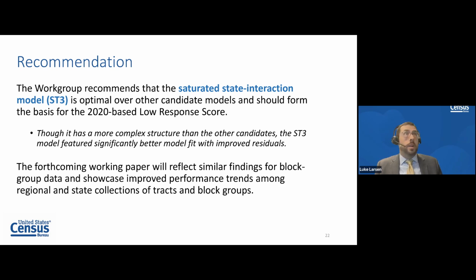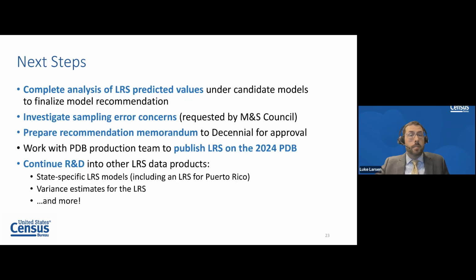So our recommendation is for the saturated state interaction model to become the basis for the 2020 based national level low response score. It is a much more complex model than the other candidates, and certainly much more than the 2010 based model of years past. But the results are very favorable, and we feel strongly that this will yield better predictions as we get closer to the 2030 census.